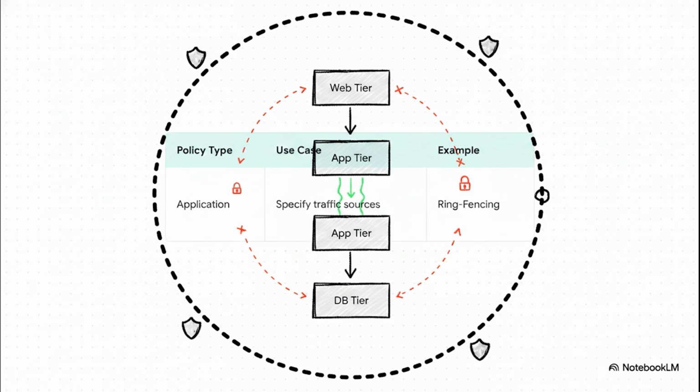For instance, you could set it up so that your web tier can only talk to your app tier, and your app tier can only talk to your database tier. But, and here's the kicker, the web tier absolutely cannot jump straight to the database. And all of this isolation is done seamlessly using those categories we just talked about.